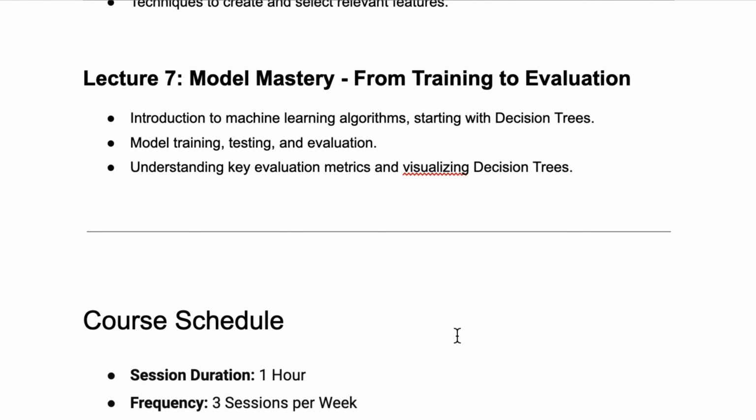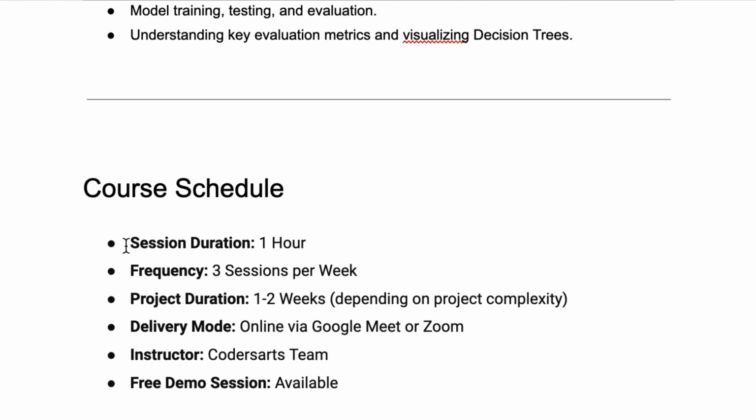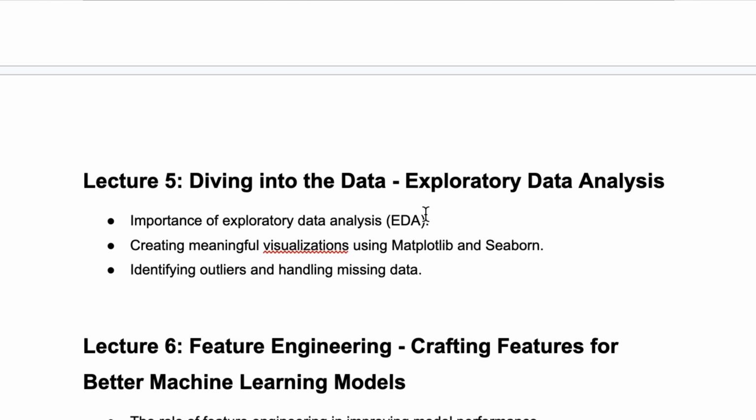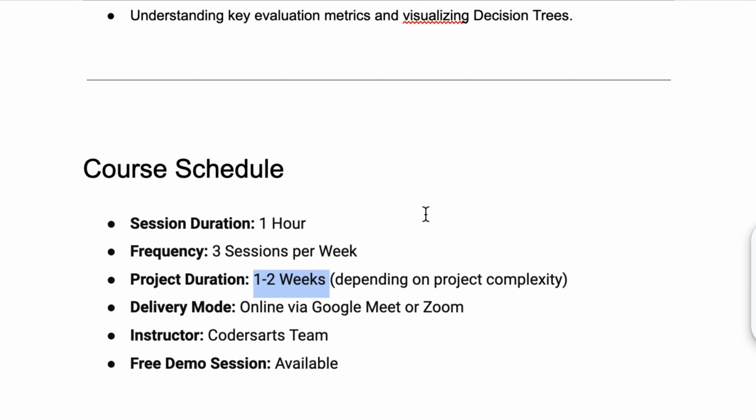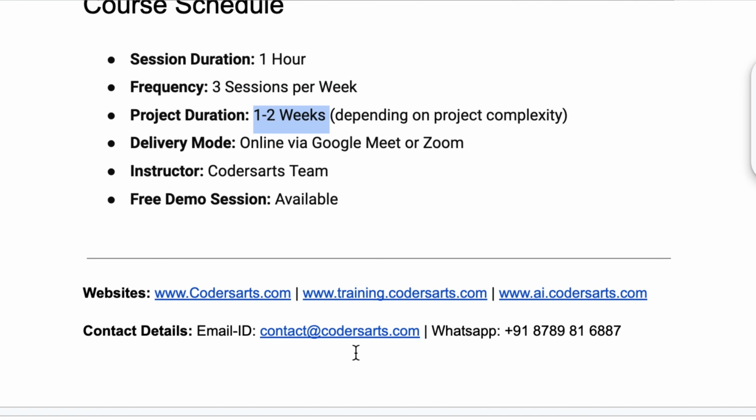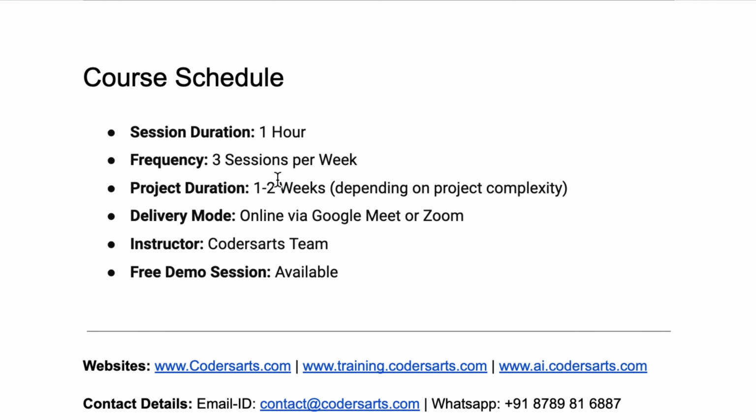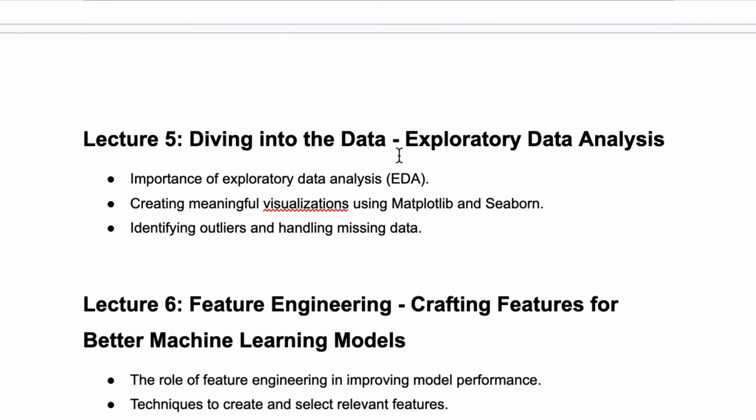What will the course schedule be? There will be one session per day, and the frequency will be 3 sessions per week. This project's duration will be 1 or 2 weeks maximum, if everything goes fine. So this course will be completed in that time. With 3 sessions per week, there are a total of 7 lectures.